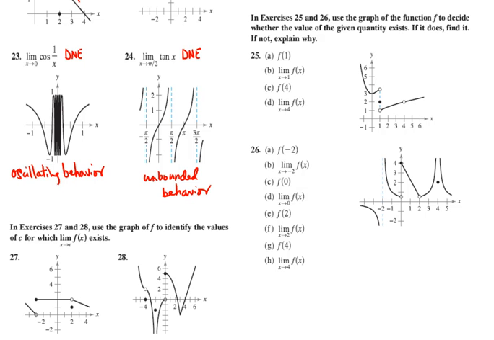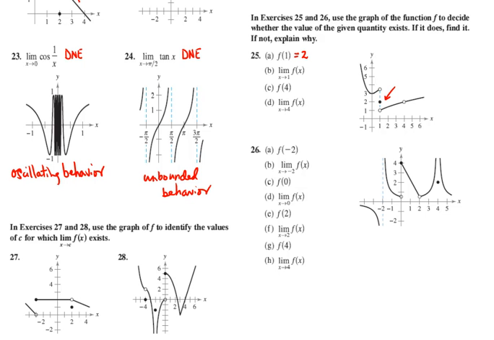So in problem 25, first of all, we're asked for what is f of 1? And we can see that that is asking for where the value of the function is when x is equal to 1. And that is at y equals 2. When we're talking about the value of the function, then we don't care what's happening to the left and the right. We only care about what the value of the function is at that particular spot.